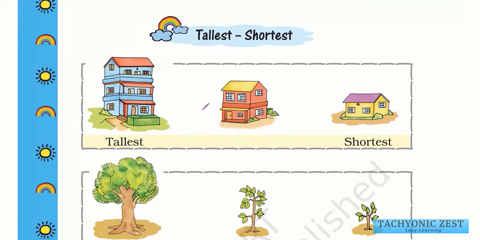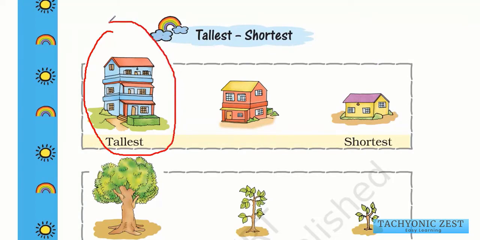So next we have tallest and shortest. Now out of these three objects, we have to tell which one is the tallest and which one is the shortest. Again, tallest and shortest is said in comparison of more than one objects. Okay, so tallest and shortest, if we have to say, these are three houses that are given. Now can you tell me which is the tallest house? Yes, which is absolutely correct.